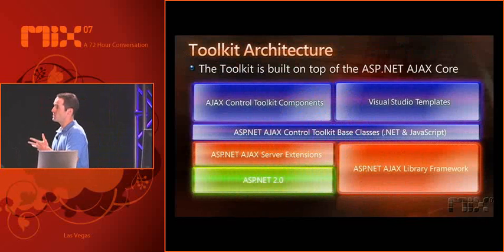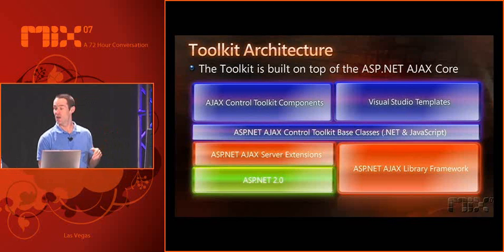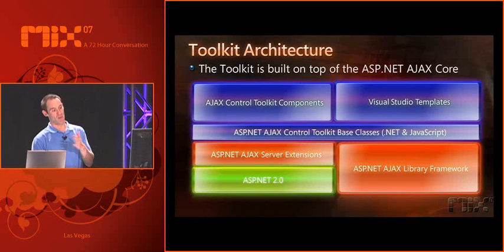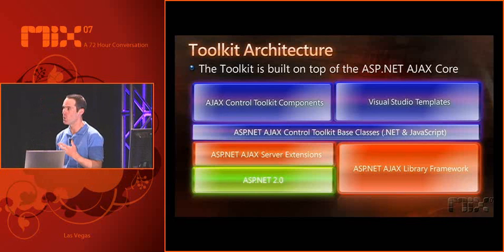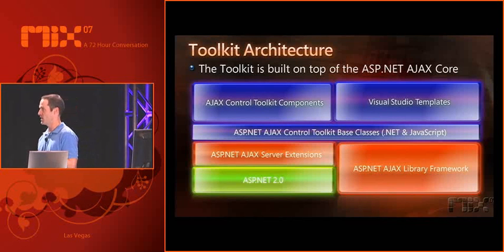The Toolkit is basically built on top of two pieces. On the server side, it's built on top of ASP.NET 2.0 and on top of the AJAX server extensions. On the client side, we're built on top of this great, really robust AJAX JavaScript library that ships as part of ASP.NET AJAX.